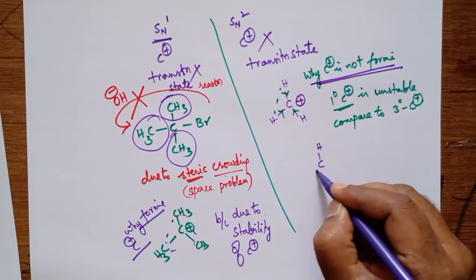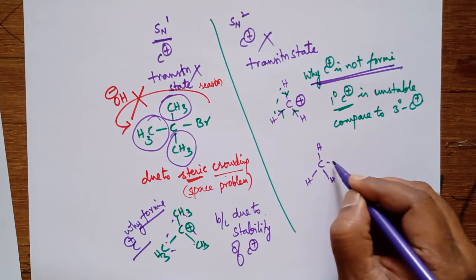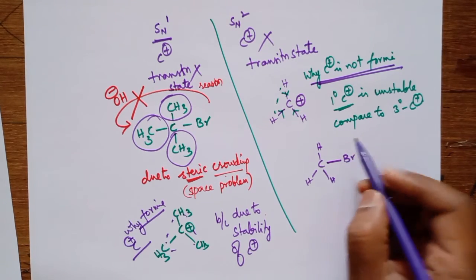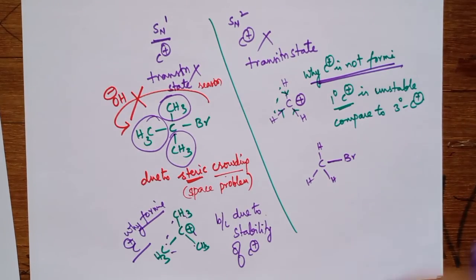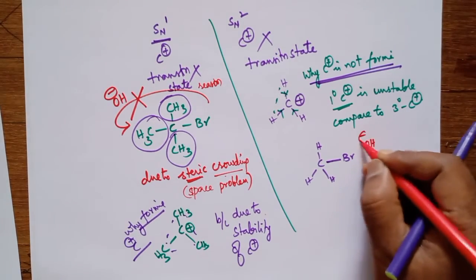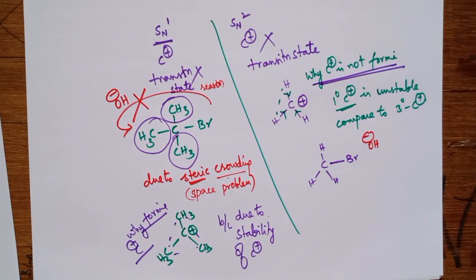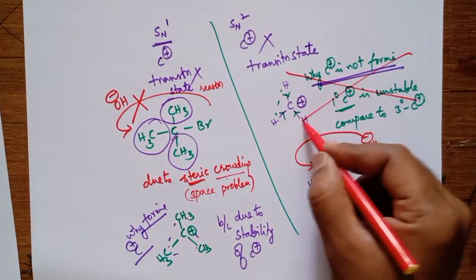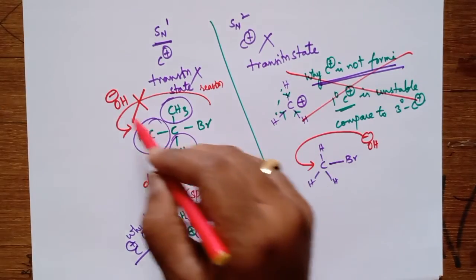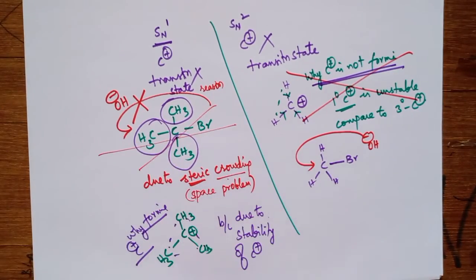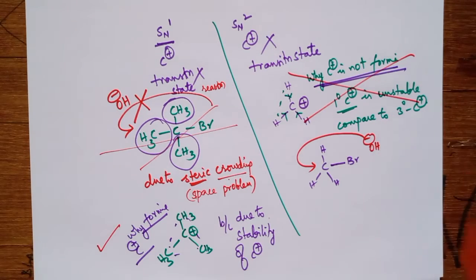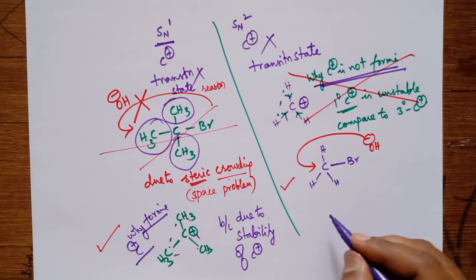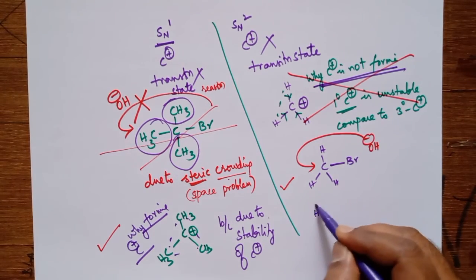So why is the transition state forming? Why is the attack from the backside taking place? What is the reason for that? OH minus is attacking from the backside. So in SN1 this does not take place. Which one takes place? This one takes place. In SN2, which one takes place? This one takes place. So what is the reason for that?